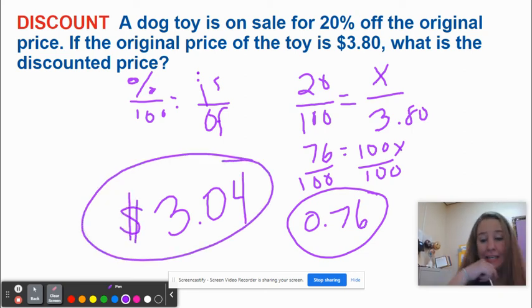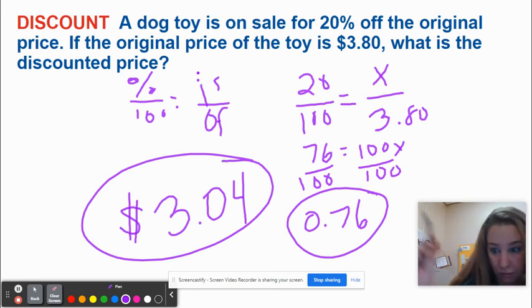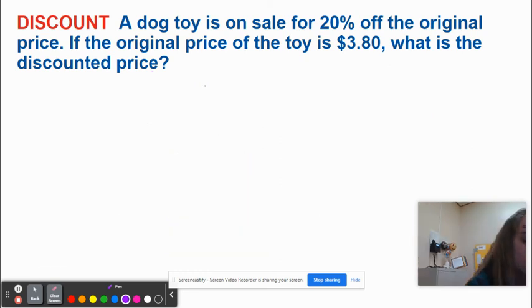This is probably the easiest way. So you can stop watching now, but if you want to see how I use the percent of change formula, you can watch. It's a little more complicated, but hey, stick around if you want to see.